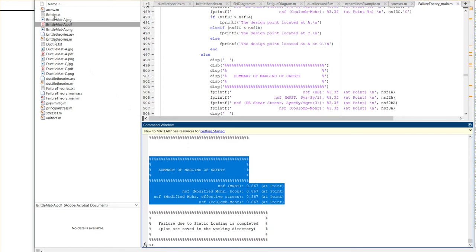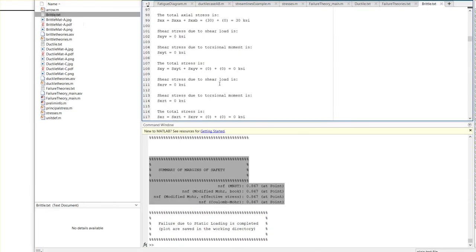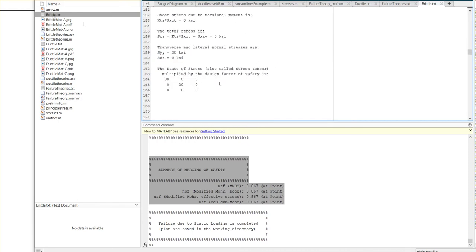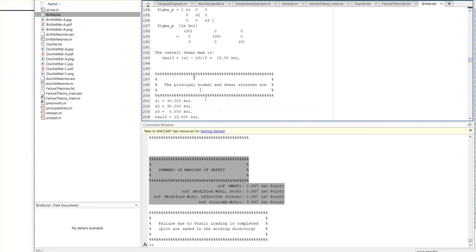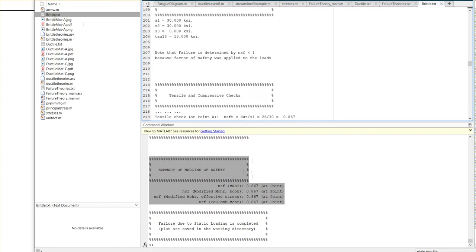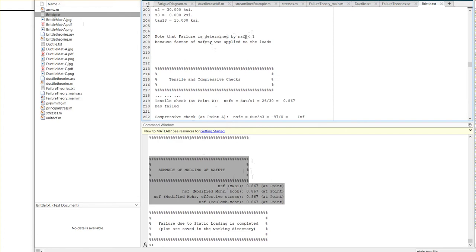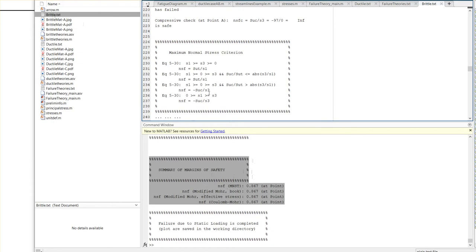If you want to know more in detail, there's a file called brittle.txt. This file goes into detail on how you calculate everything. This is your state of stress. These are your principal stresses. The overall shear max, you really don't need this value for this particular case. Failure is determined when this is less than 1. You do your checks. And you know, this is very interesting, right? This gives you 0. This gives you infinite.